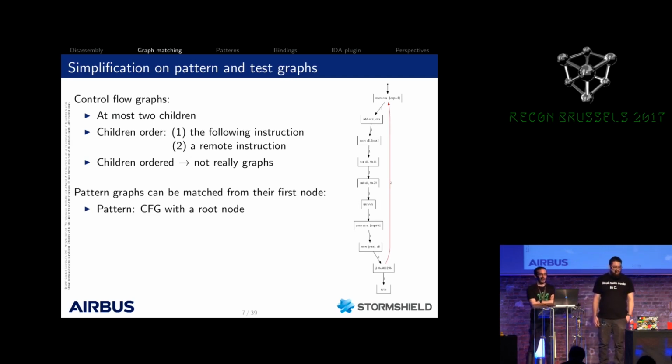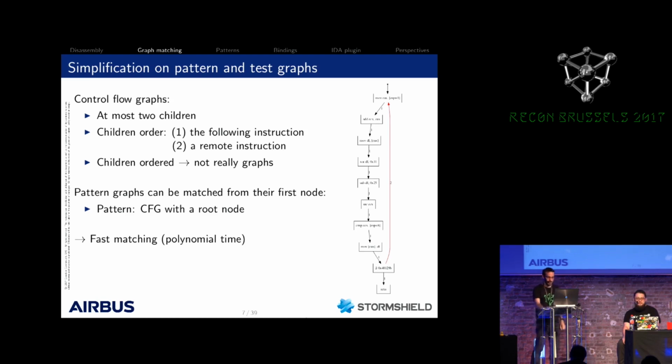The other thing we can say about patterns, so I talked about control flow graphs in general, but patterns are specific. As we saw earlier, it's easier to match them from their first node. So we will force that every pattern has a first node. So the first node is a root node, such that from this node, every other node of the graph can be reached. On the example on the right, that is our pattern for backspace, you have the first node on the top, which is a root node, because from it you can reach every other node. Okay, so with this restriction, we will have fast matching.